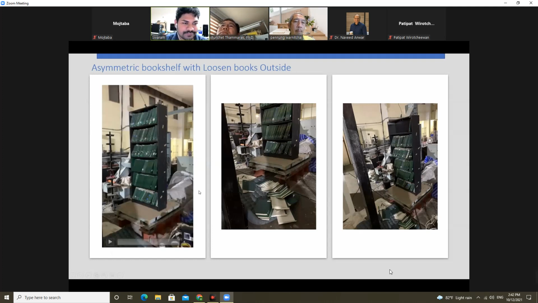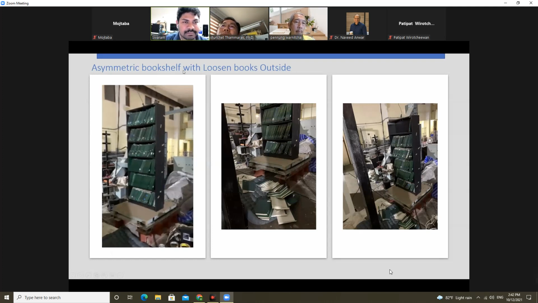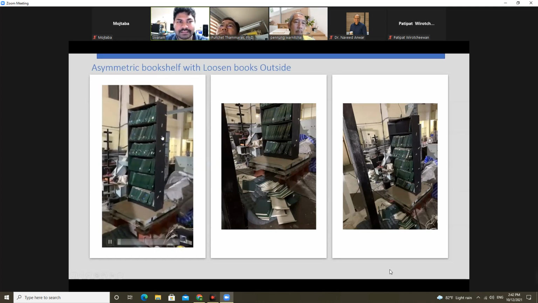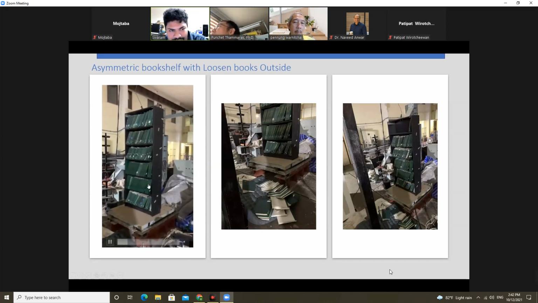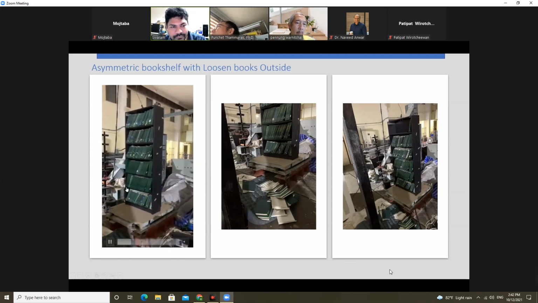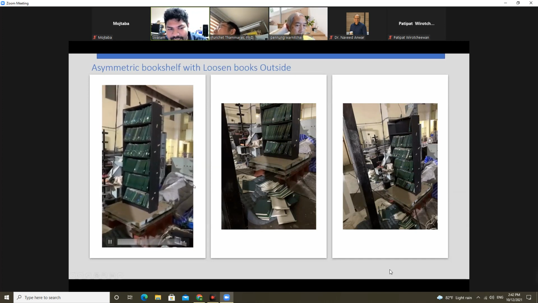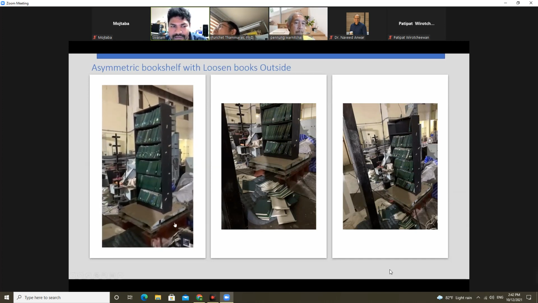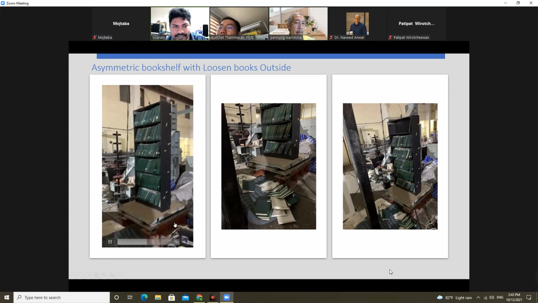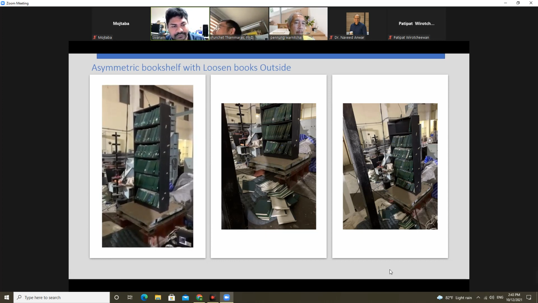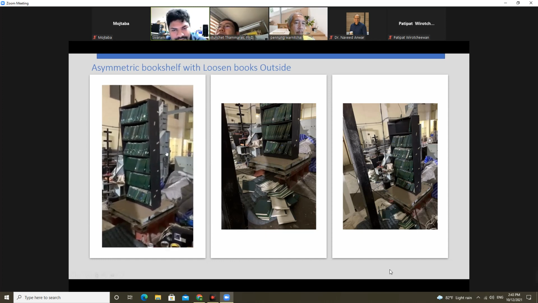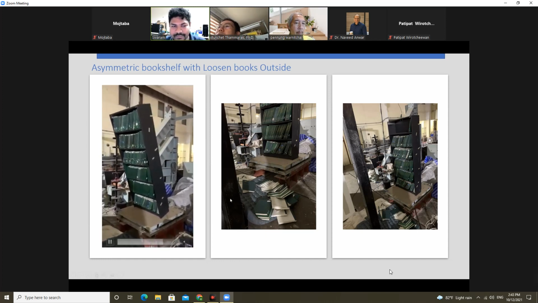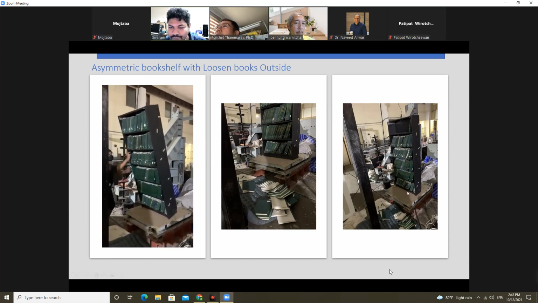As the sir asked me, when we put the asymmetric bookshelf with loosened books outside, nearly outside the boundary of the bookshelf, this one becomes a symmetrical specimen. So it is possible to overturn in this direction as well, since both sides have the same slenderness. That's why overturning is happening here.